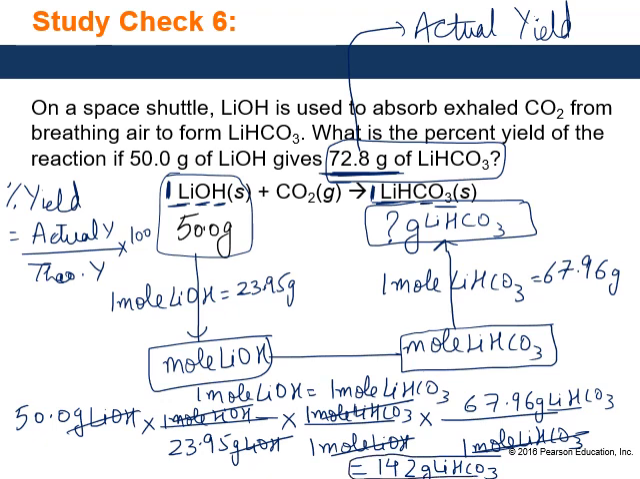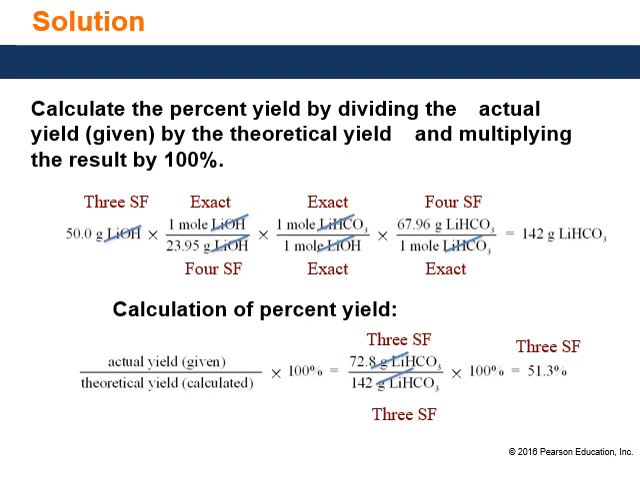Now what is this? This is what I solved quantitatively, meaning in theory. So this is my theoretical yield. Now I have theoretical, I have actual, plug that into the formula. Actual yield is 72.8 divided by theoretical, which is this, times 100. Like this, 72.8, 142. Get your answer. Your final answer is 51.3 percent.